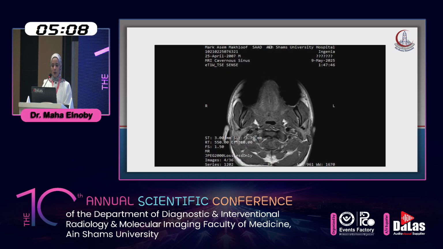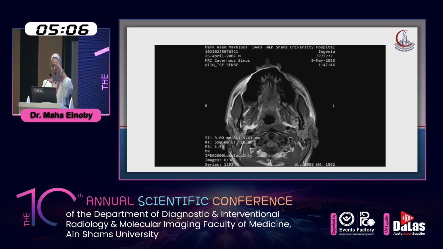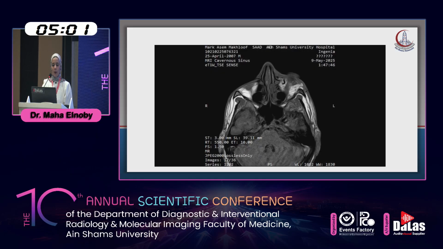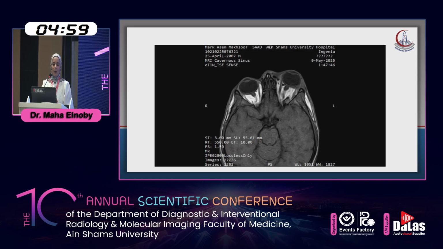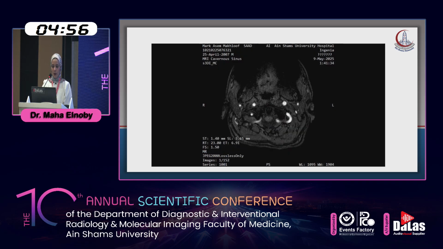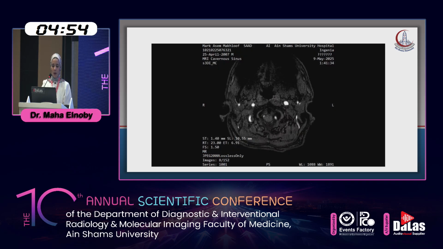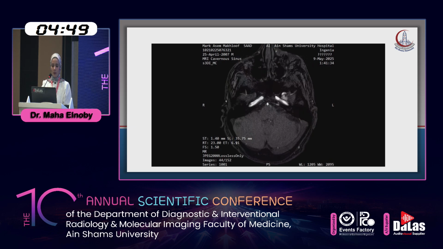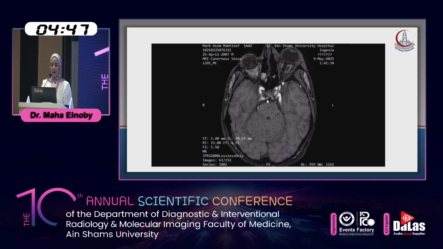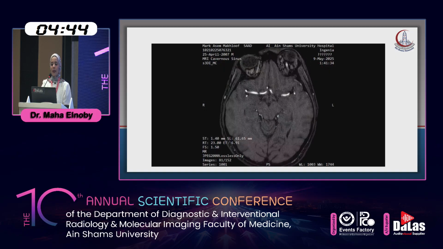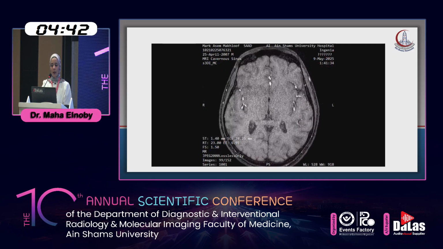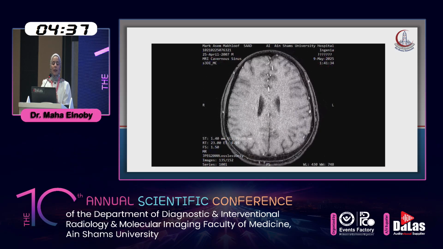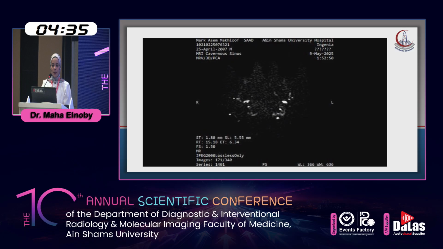T1 without contrast shows the same findings. Superior ophthalmic vein with signal voids preserved, so mostly no cavernous sinus thrombosis. MRA was done. It shows that there is high flow communication between the intracavernous portion of the left internal carotid artery and the cavernous sinus, with the superior ophthalmic vein taking the same signal as the arteries.